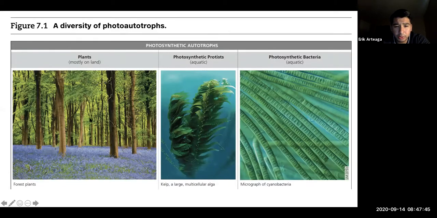All right, so we have a diversity of different photoautotrophs. Again, photoautotrophs are going to be organisms that utilize the sun in order to make their energy, right? We have trees, different types of kelp or algae, right? So this looks like brown algae, like you'd find in Monterey. And then you have different types of cyanobacteria, which again make up a lot.